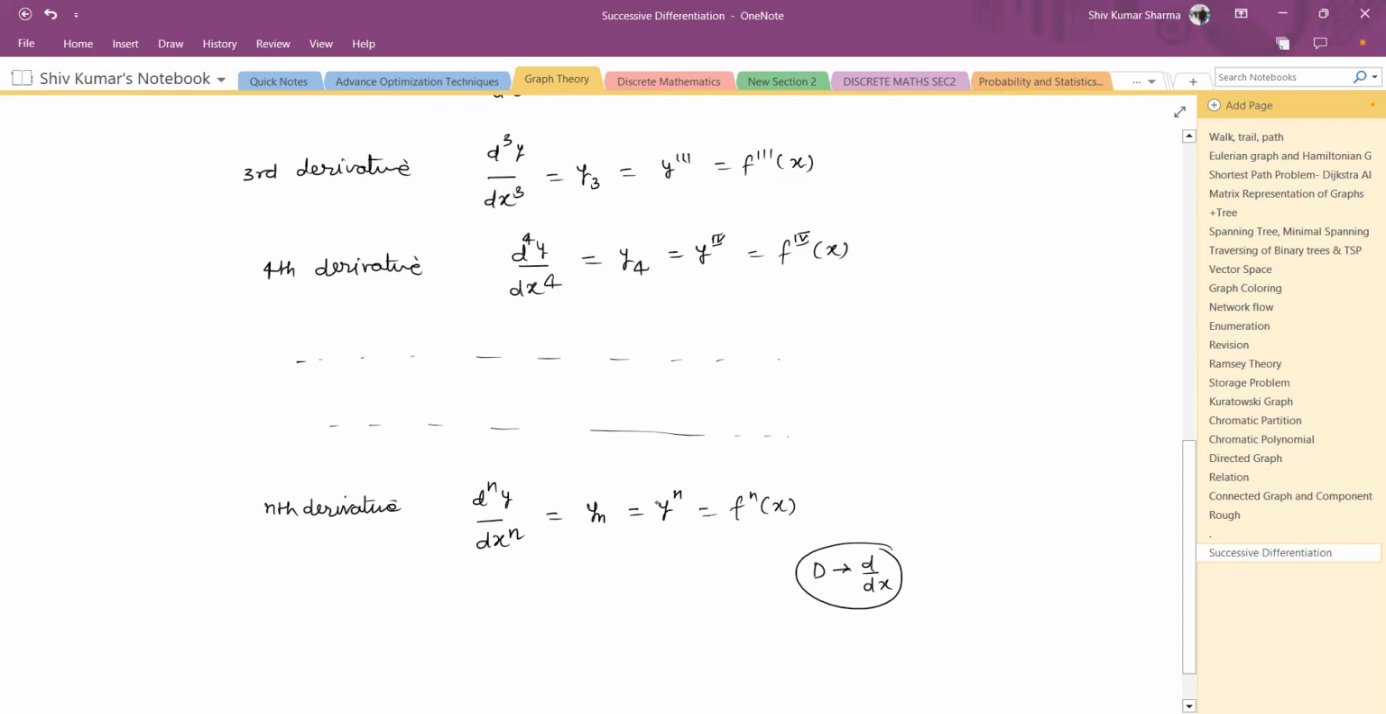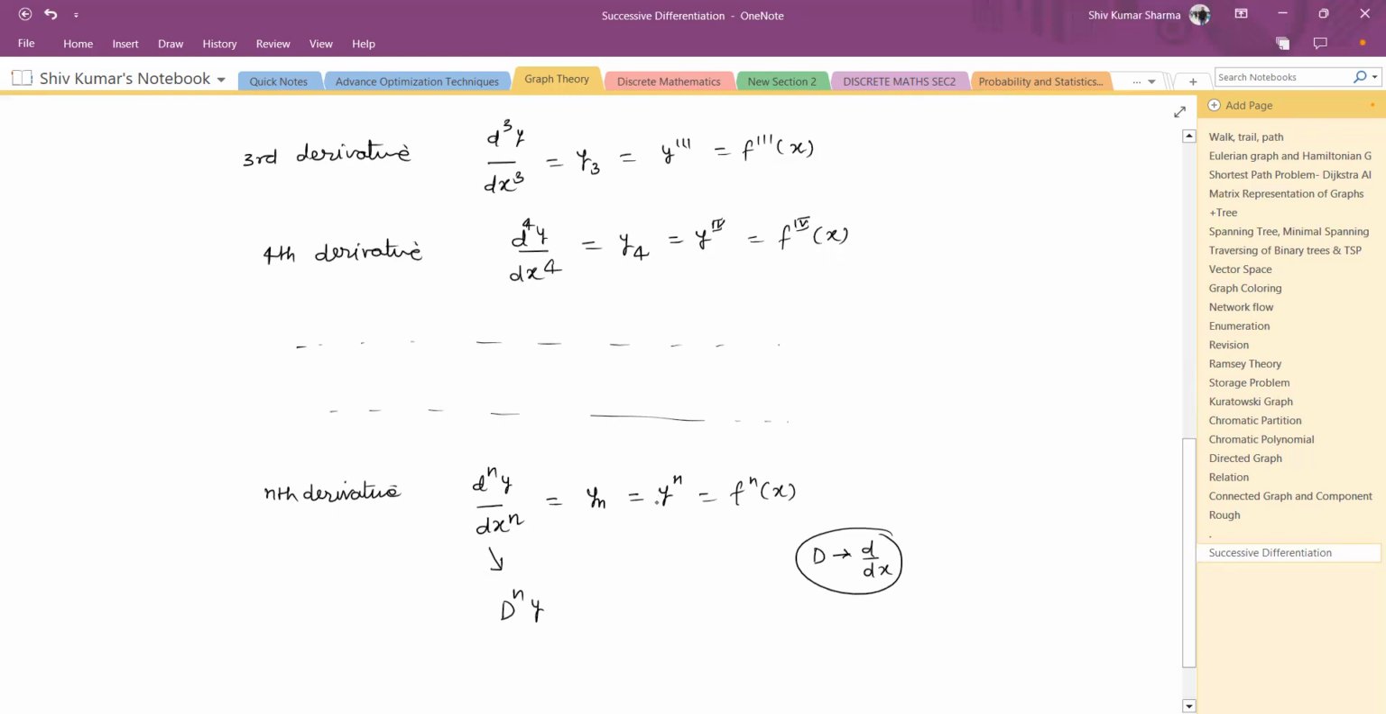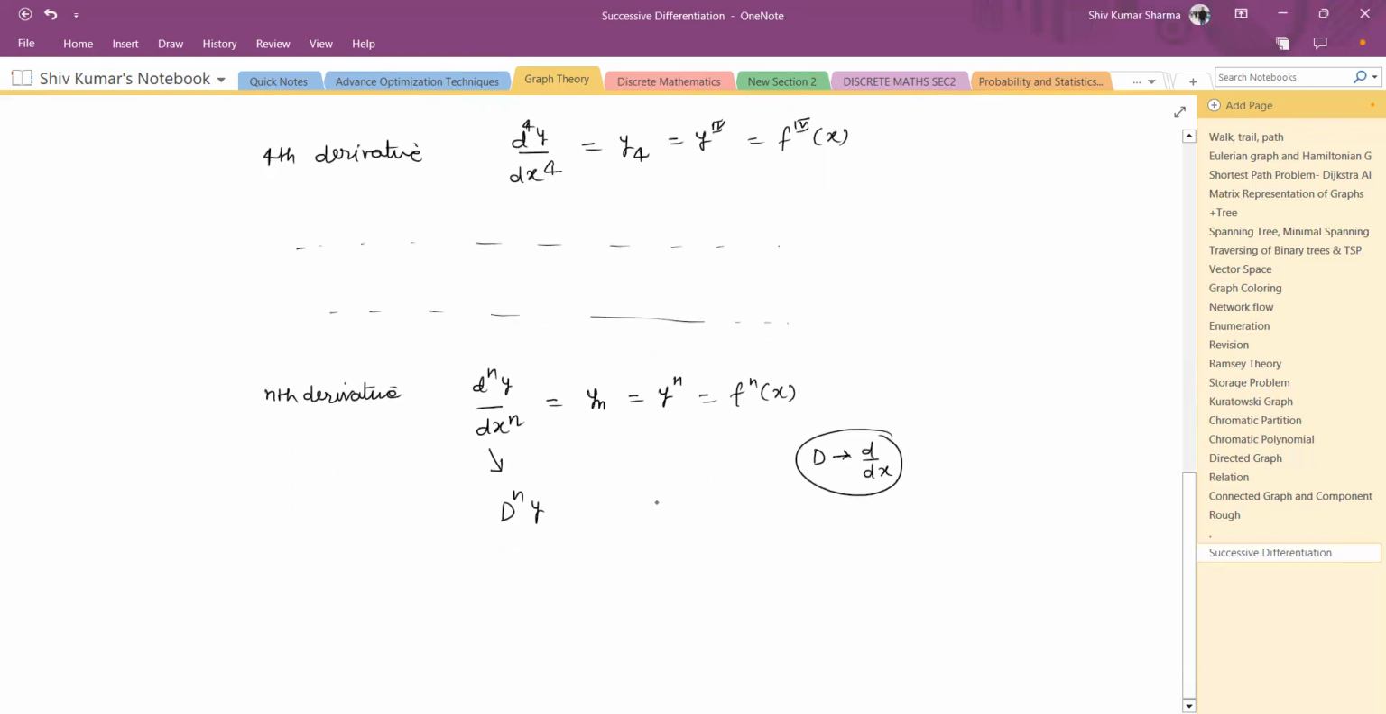So this can be written as d^n y. Symbolically, we can represent it as d^n y, which means the nth derivative of y with respect to the independent variable x. So this is the nth derivative. The process of finding differentiation again and again is called successive differentiation.